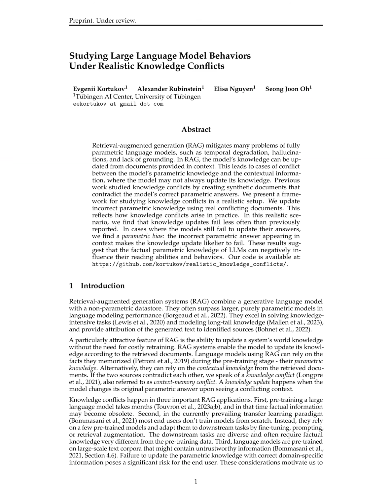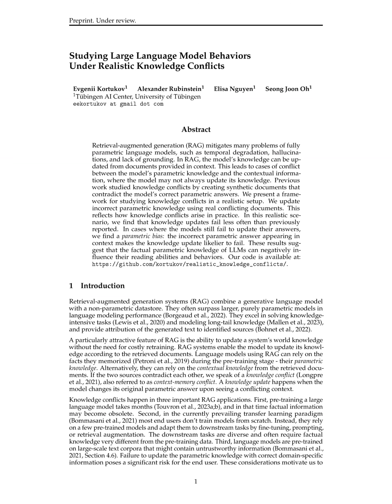RAG systems enable models to update their knowledge based on retrieved documents, allowing for flexibility in incorporating new information without starting from scratch. This is crucial in scenarios where factual information may become obsolete over time, as seen in the lengthy pre-training process of large language models.